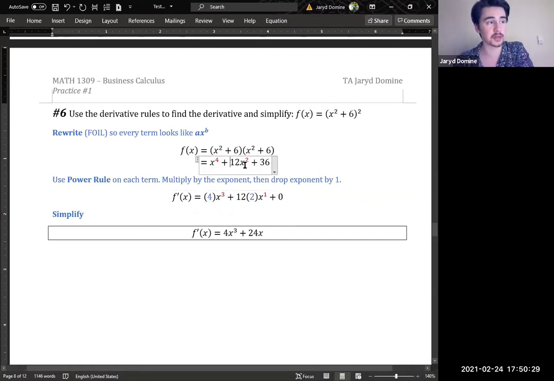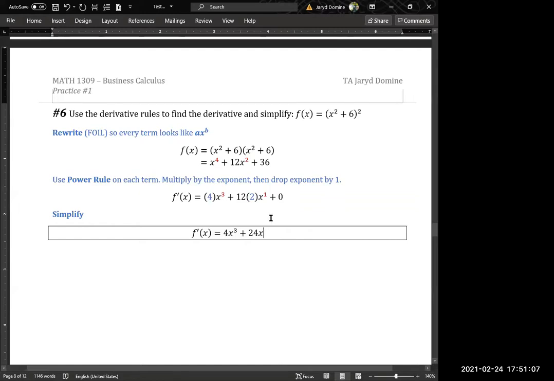Second term, 12x squared. Multiply by the 2 and then drop the power by 1. So x squared becomes 2x, or 2x to the 1. I just wrote it that way. And then the last note is the derivative of a constant, so in this case, it's just 36. There's no x's at all. The derivative of a constant is 0. So that just goes away. Okay, so we rewrote it. We took the power rule of each term. And if you simplify that, you get 4x cubed plus 24x.